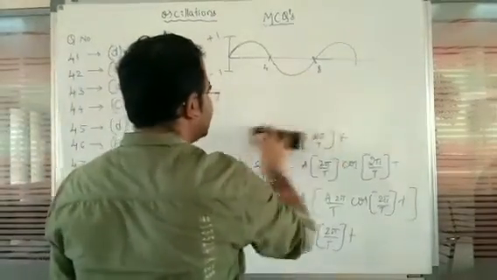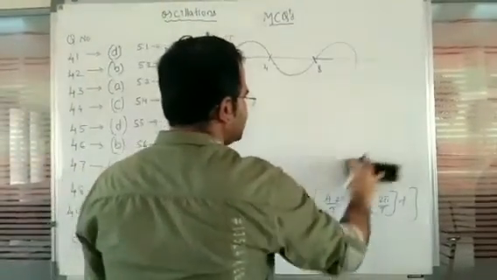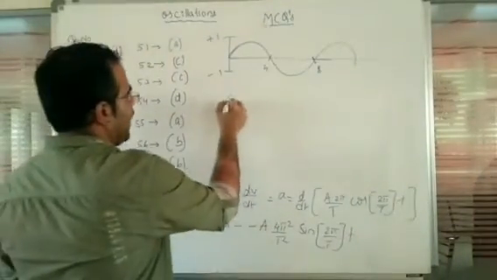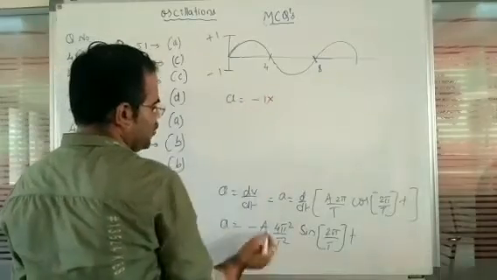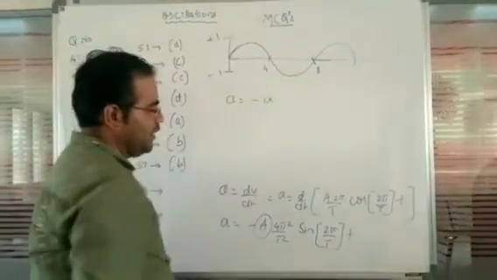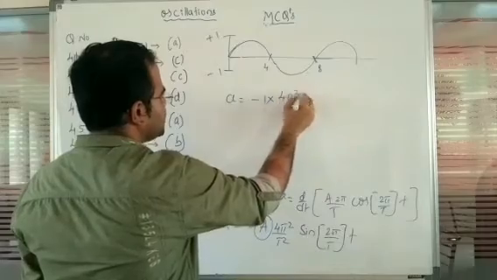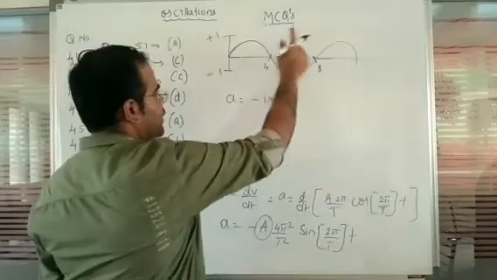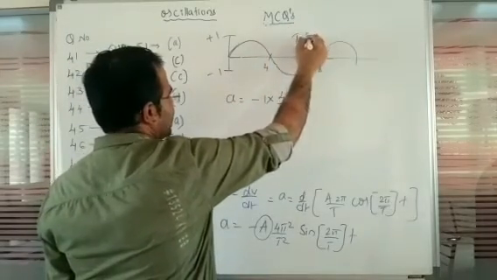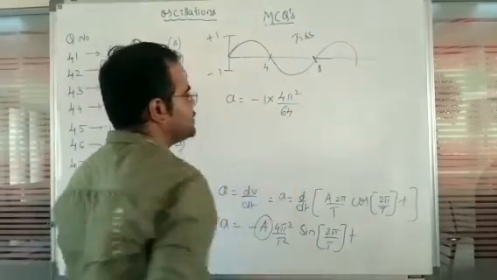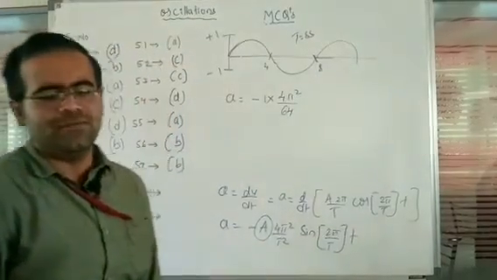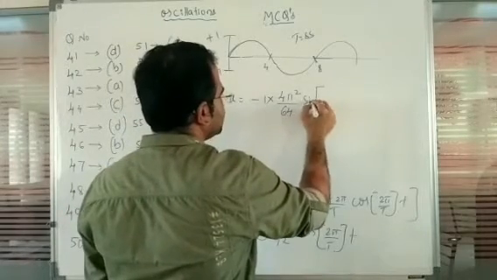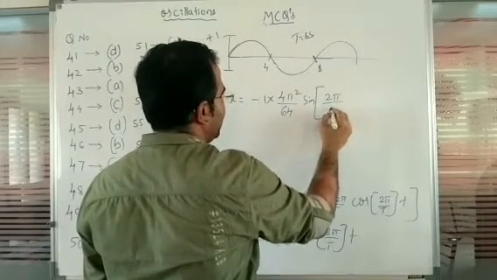When we got the acceleration equation, now we will substitute all the values. When we substitute here, you are going to observe a is equal to minus 1, because the amplitude is 1. Next multiplied by 4 pi square divided by T square. This T we obtained as 8 seconds, so 8 square is 64. Next multiplied by sine of 2 pi divided by 8.